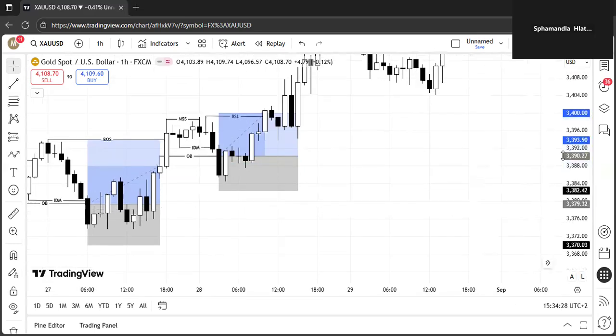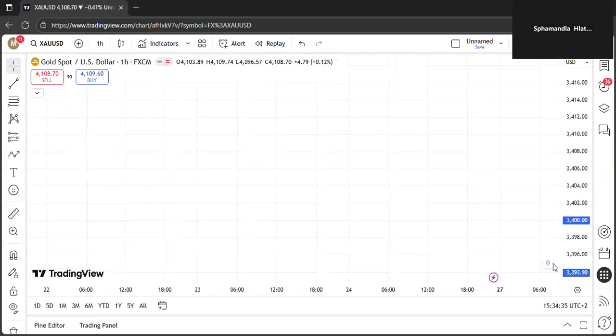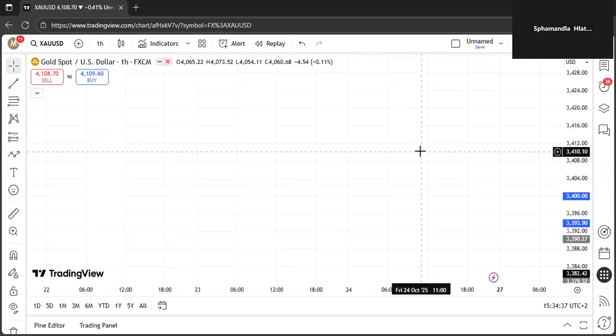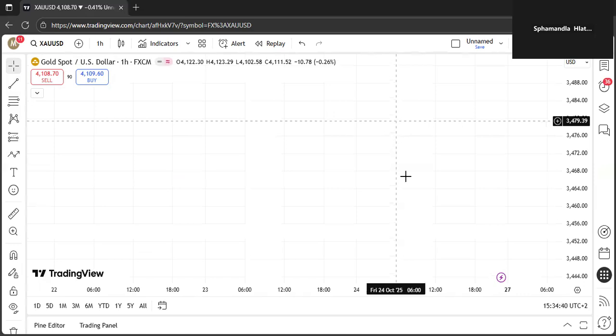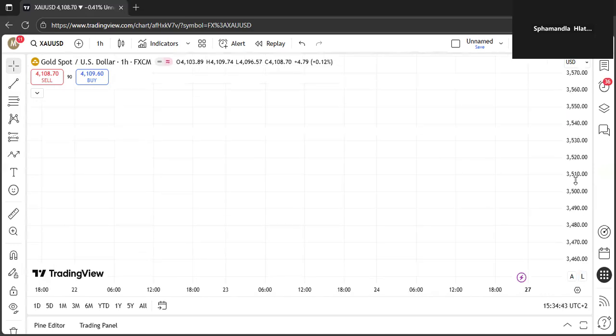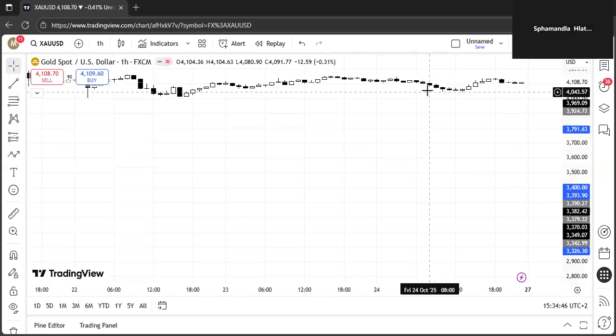Do reach your TP, but let me show you what I meant by reset point after reset point. It happened on the 15-minute time frame, I think. So let me just check real quick.